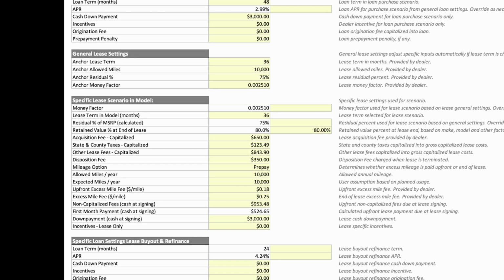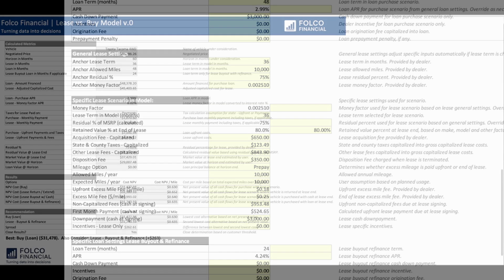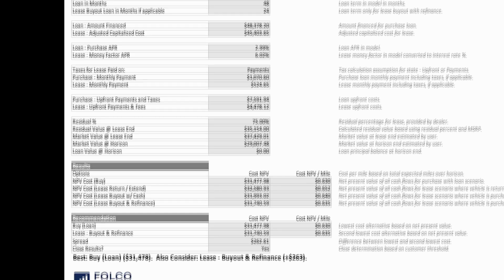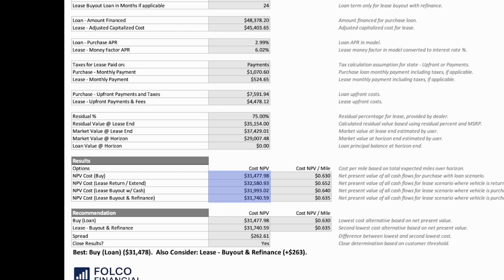And that's it. Let's scroll to the calculated metrics section. Here, the most important information is clearly summarized. You see total amount financed or capitalized, the applicable loan interest and money factor rates. Further down, you see monthly payments, upfront costs, and residual and retained market values. Next are the results and recommendations sections. The net present value results are clearly shown. The adjacent column includes an intuitive cost per mile based on the expected miles driven over the horizon period. And finally, there is the recommendation.